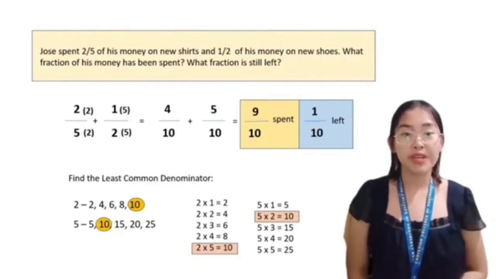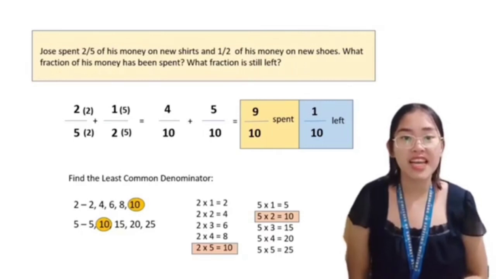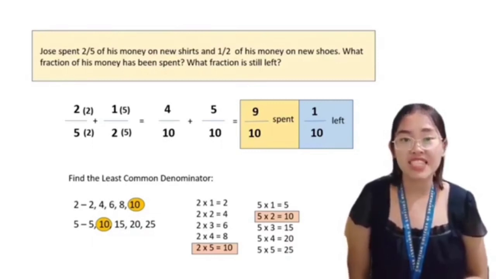Multiply the numerator by the same multiple needed to get the common denominator, and 5/10 plus 4/10 gives 9/10. And the last question asks for the remaining fraction that he has left. 10/10 minus 9/10 equals 1/10.